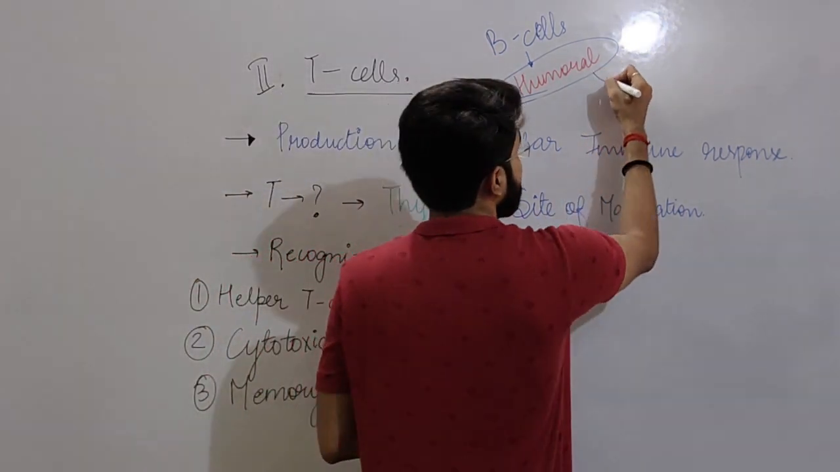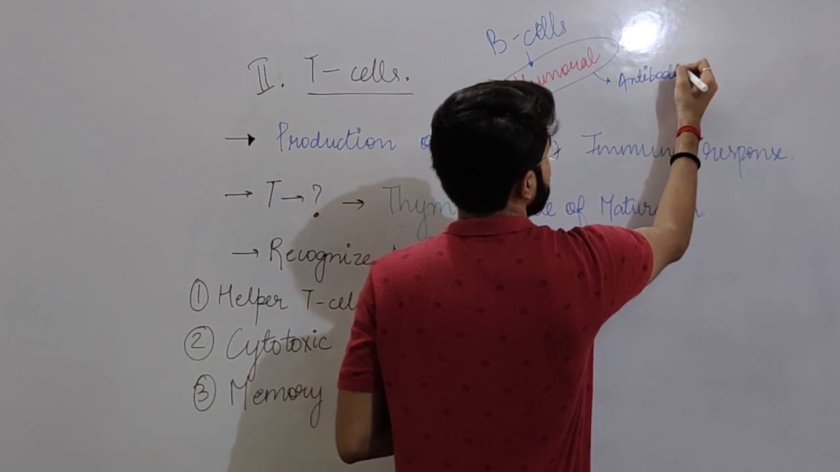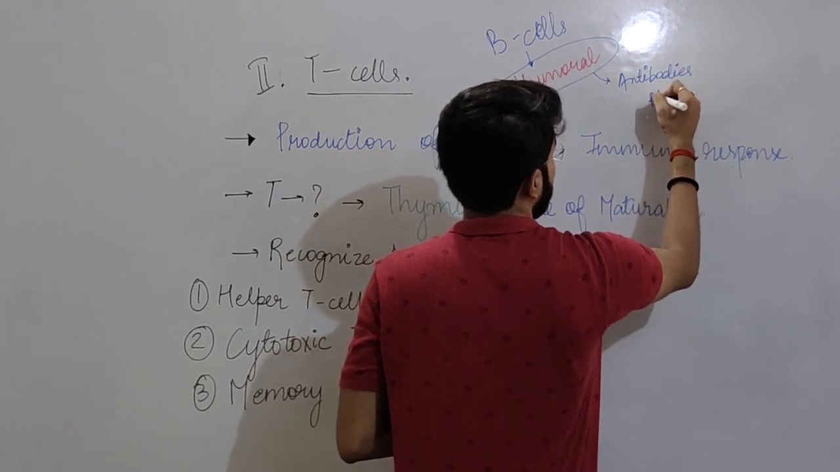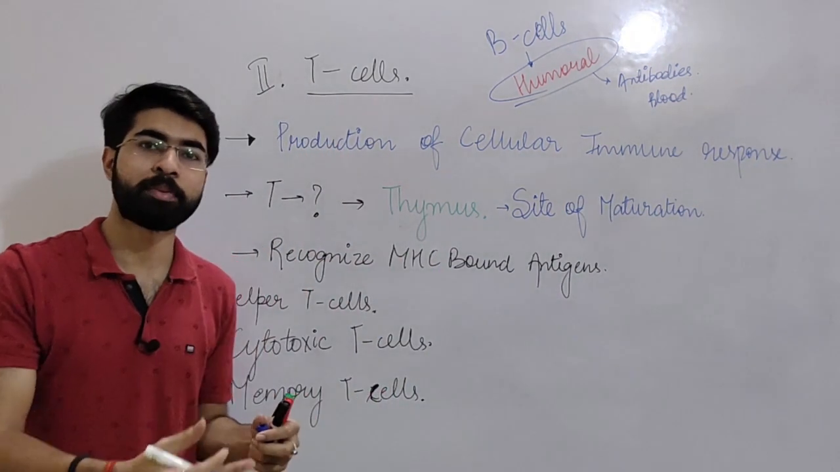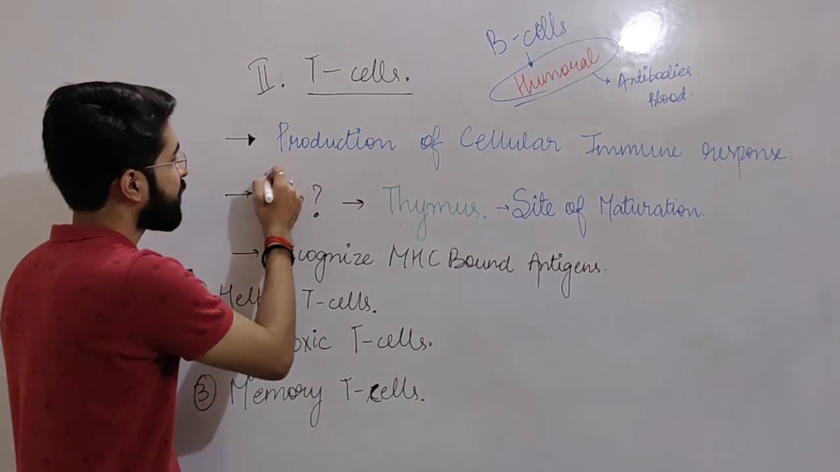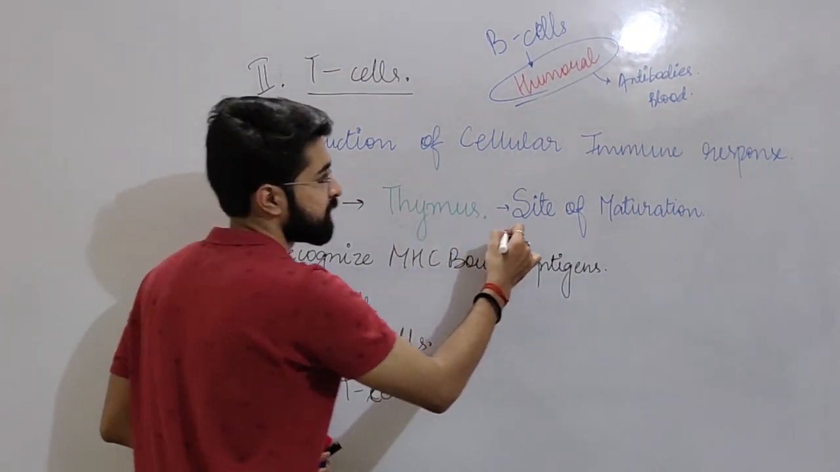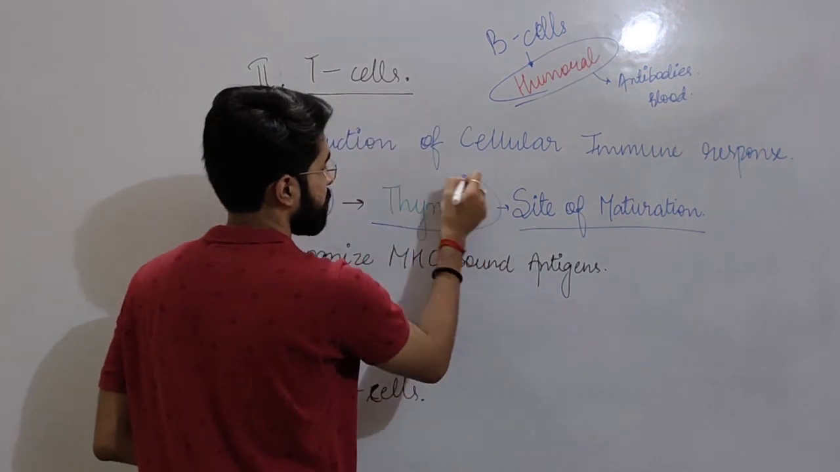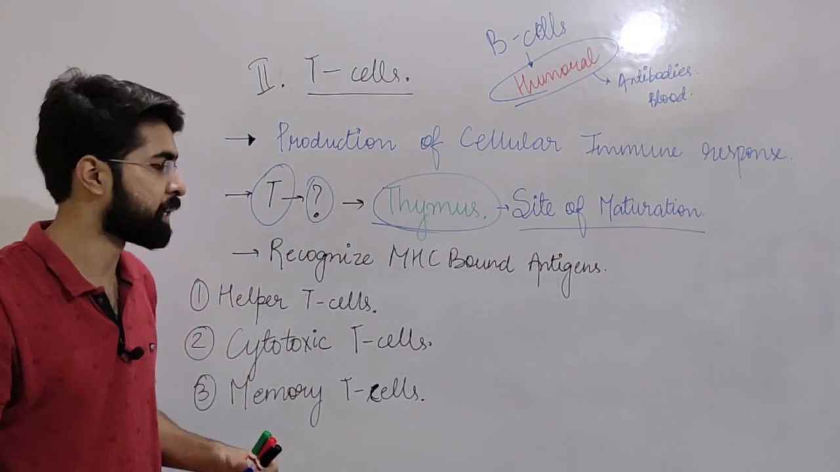Because they secreted the antibodies, and these antibodies were secreted in the blood by the plasma cell. That is the conversion of B cells to plasma cells when lymphokines were secreted. Okay, so why the name T? Why are they named T cells? Because their site of maturation is the thymus. Thymus is the site of maturation. That's why they are known as T cells.